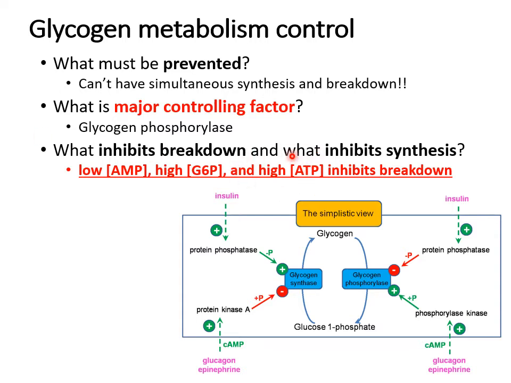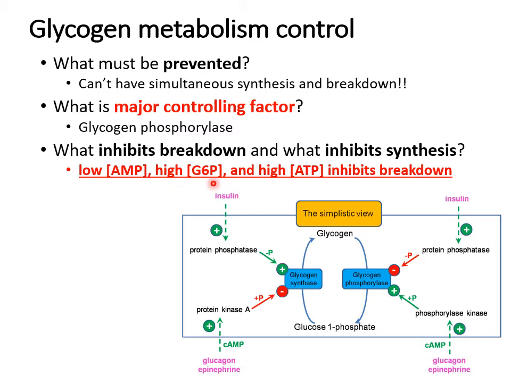So if instead there's high energy present, you're not going to want to waste your time breaking down glycogen because you don't need more energy. You have a whole lot of high ATP. You have energy. And whenever you have high ATP, that means low AMP, right? So that's why this is in the condition as well.